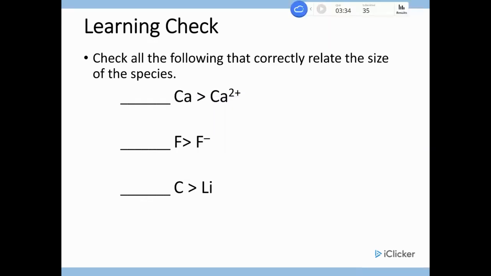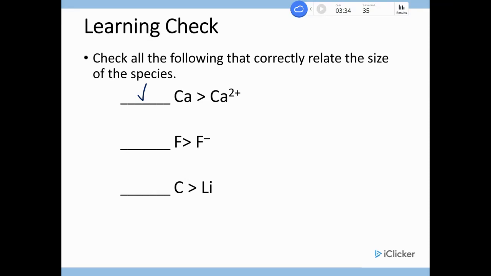Okay, so calcium neutral larger than calcium cation. Is that correct? It is correct, yes. So calcium cation, we've lost an electron. Cations are always smaller than the neutral atom. So this one is correct.